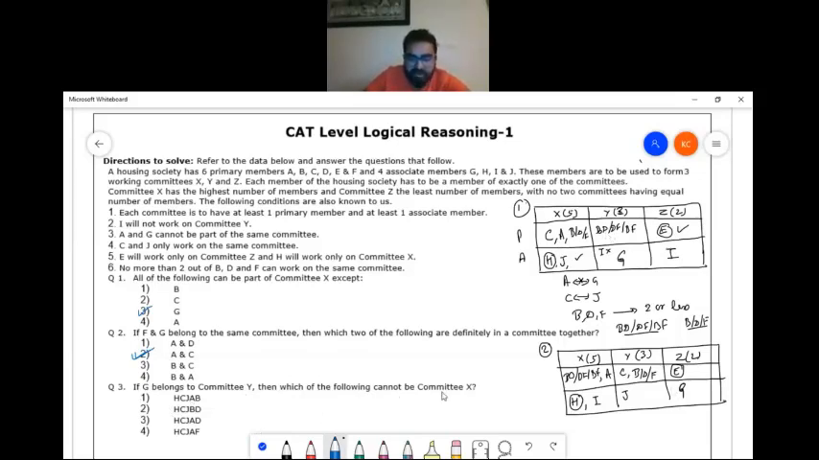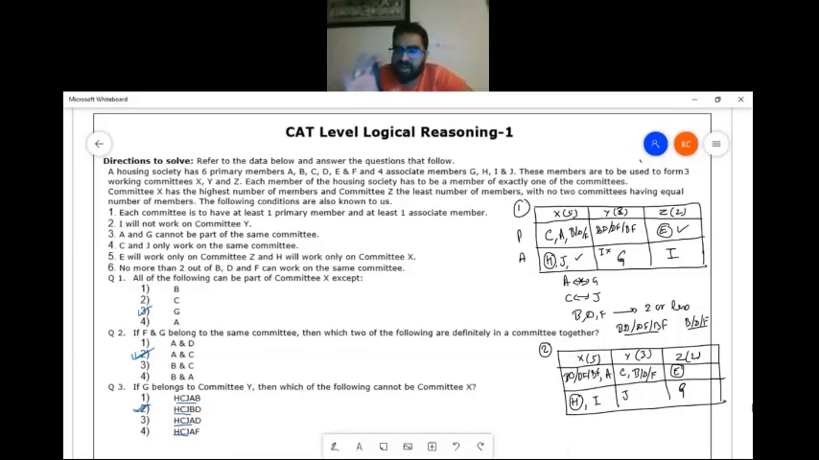Then which of the following cannot be in committee X? So C can be there. Okay. Sorry. H. So B, D, F. These are the three possibilities we have to see. Otherwise, okay. So H, C, A, J. They should be there. H, C, A, J. Here, this is not possible. Second one, because B and D both cannot be there. So that is what the solution, everyone.